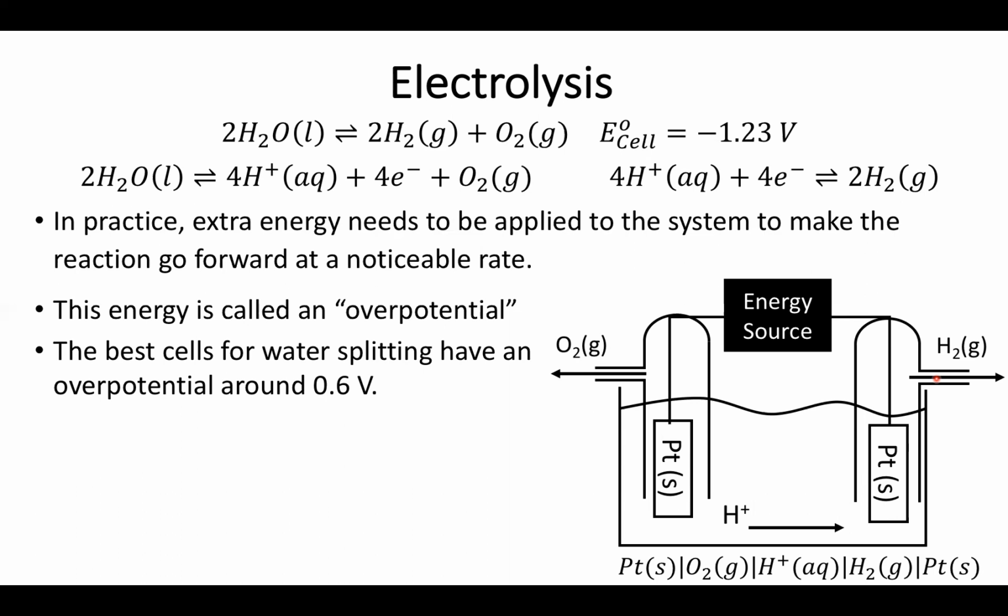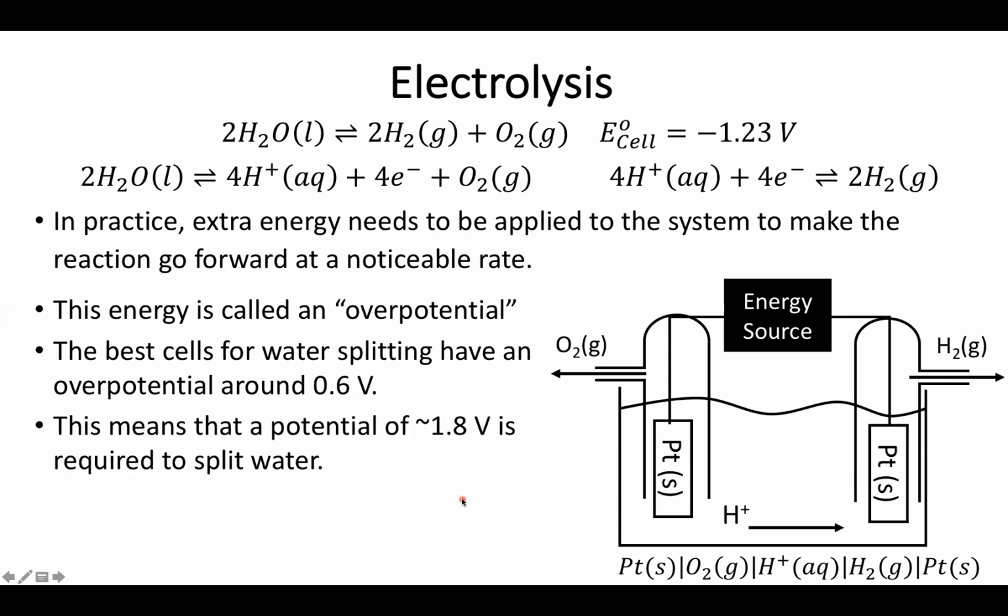So let's go ahead and try and apply this potential of 0.6 volts compared to the minimum energy required of 1.23 volts. If I add these together, it means I'd probably actually need to apply closer to 1.8 volts to make water into oxygen and hydrogen gas. So this would have a total potential of 1.8 volts.